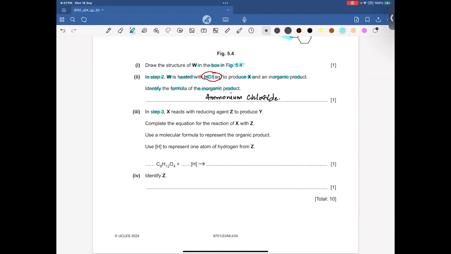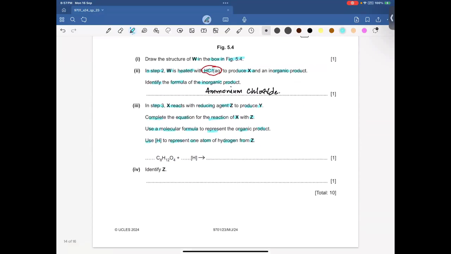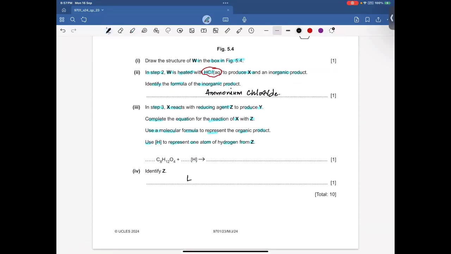In step 3, X reacts with reducing agent Z to produce Y. Complete the equation for the reaction of X with Z. Use a molecular formula to represent the organic product. Use [H] to represent one atom of hydrogen from Z. Okay. Identify Z. Z is basically lithium aluminum hydride.